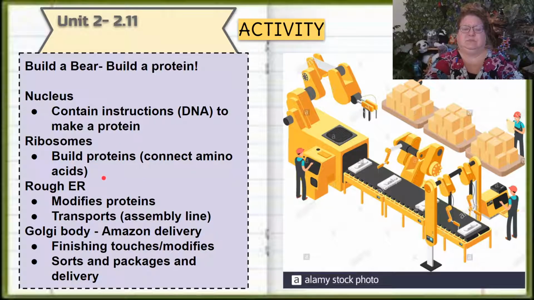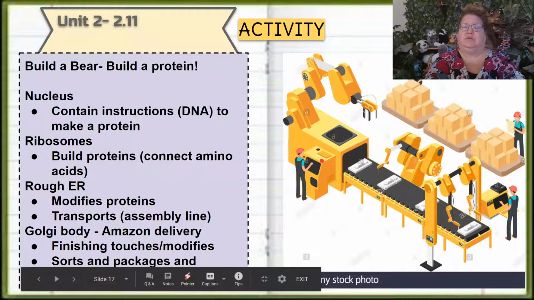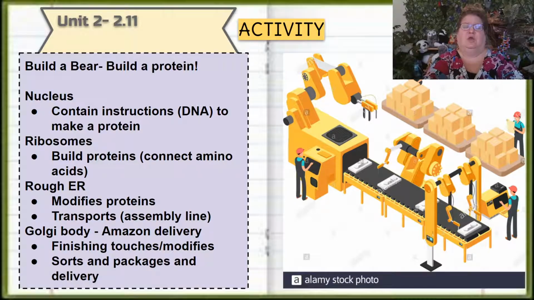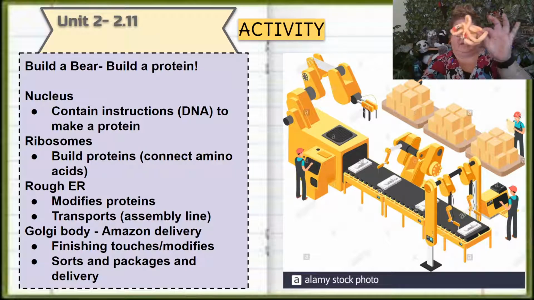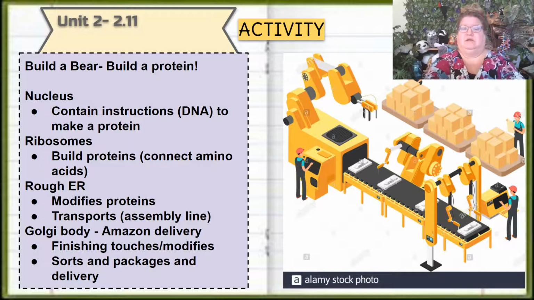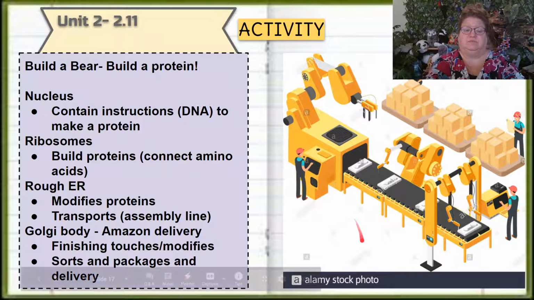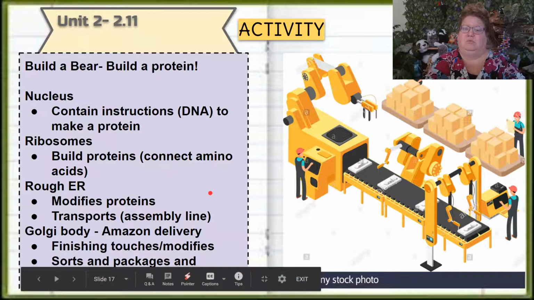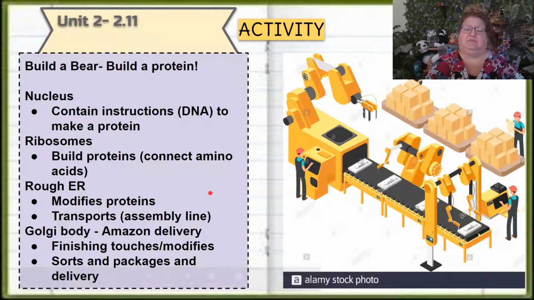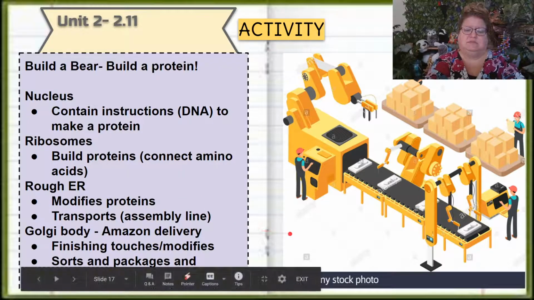So ribosomes build proteins, and then the rough ER and Golgi body are both going to modify the proteins. We can add different molecules to them. We can make them fold properly. And remember, proteins have to fold a specific way. So these organelles can help the protein do that. But then once you have all the proteins made, you have to kind of sort through them. And think of this as like a UPS or an Amazon delivery.